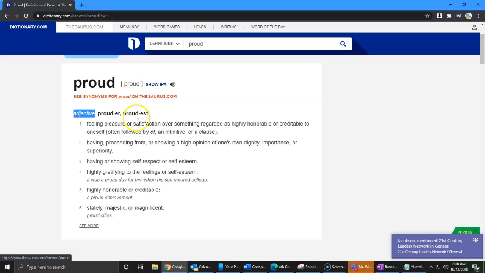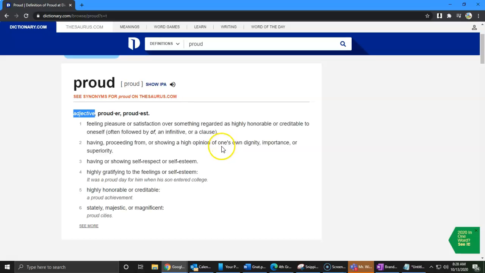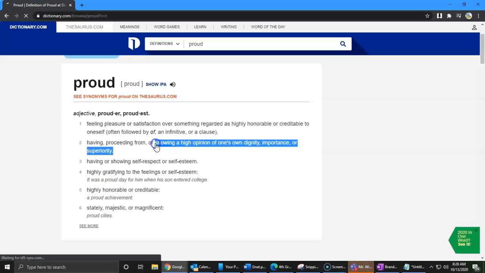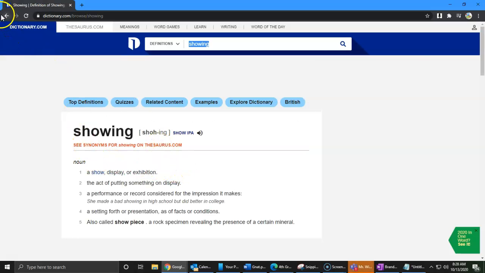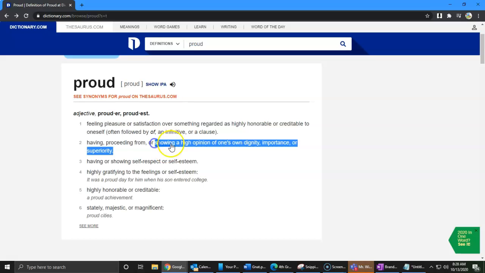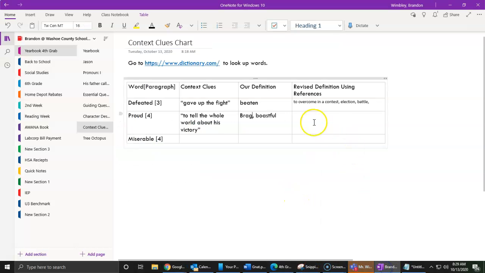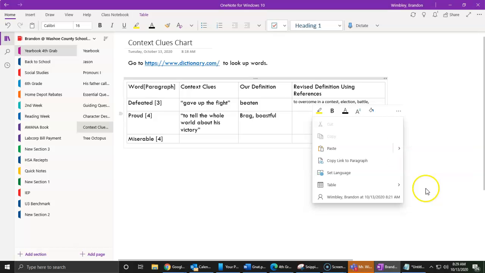What about this next one? Having or showing self-respect or esteem. Highly gratifying to the feelings or self-esteem. So I see this self-esteem coming twice. Highly honorable or creditable. So, and number 2, showing a high opinion of one's own importance. Oh, I think that's the one that's sounding like. Remember, our fly's kind of like trying to show off. So I'm going to click on that one. Oops, but it took me to the next link. And I'm going to copy this definition I like. Showing a high opinion of one's own importance or superiority. So I'm going to put that back in our section.